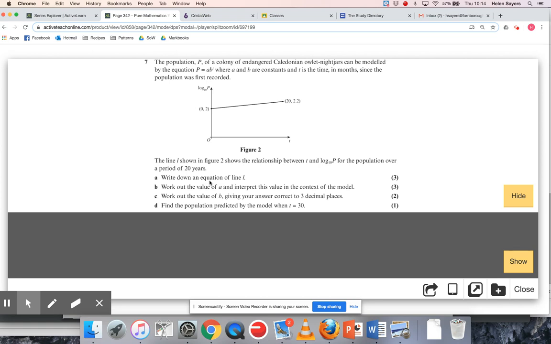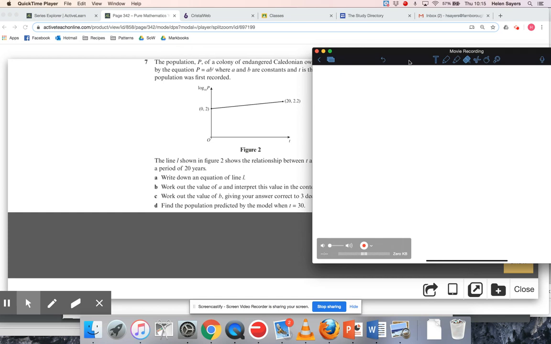Right, so the first one is very straightforward. Write down an equation of line L. This is line L, and it's clearly just a straight line, so we're thinking y equals mx plus c. Except, this is where you need to be careful, it's not y, it's log to the base 10 of p. If your equation is y, you actually won't be able to score any marks for this.